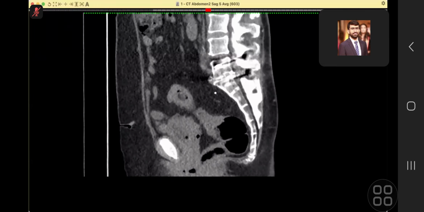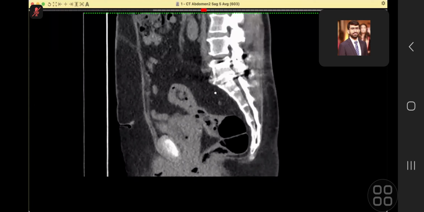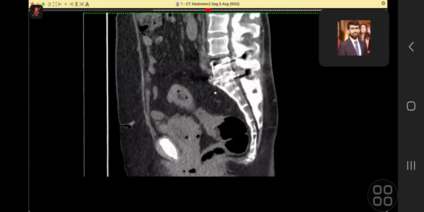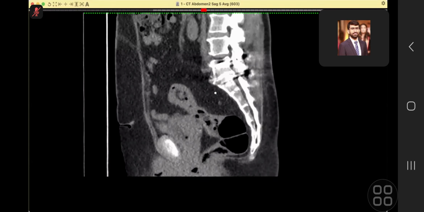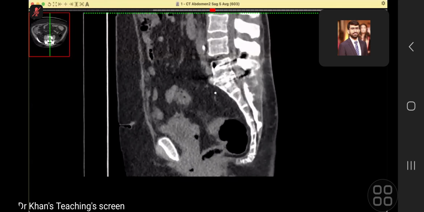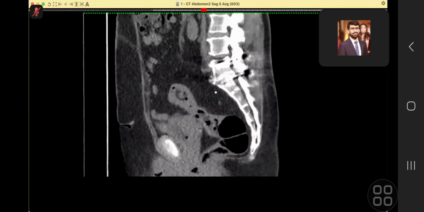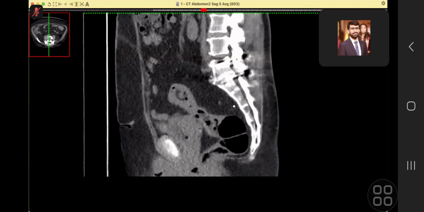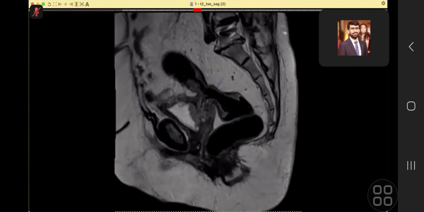So here I can appreciate that the air locule is inside the urinary bladder, and there are perivesical fat strandings, and in the area of previous hysterectomy, especially in the area of the cervix, there is an ill-defined area, and I am unable to appreciate exactly the fat planes on the CT scan, and I would like to have the MRI pelvis of this patient.